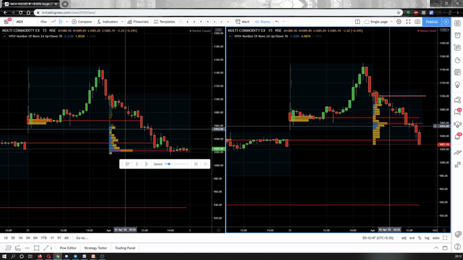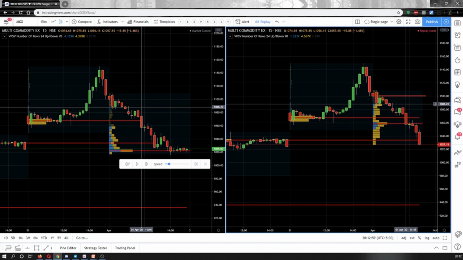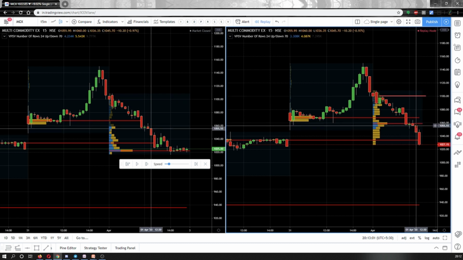In this case, the transactions that were happening were on the selling side, and the most number of transactions happened at this particular price, at around 1058 or 1059. That is why POC came down from this position to this position.